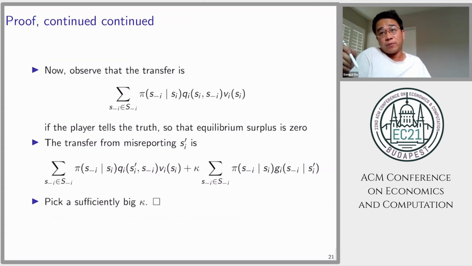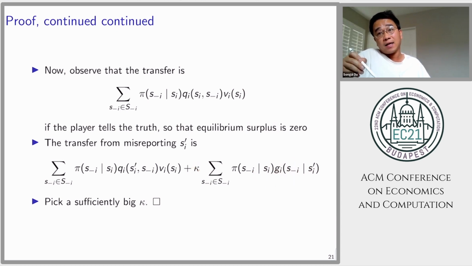But what if I misrepresent my type to be Si prime? Then, according to the definition of the transfer, this is my expected payment. I pay the expected allocation. Suppose I misreport, claiming my type is Si prime. This is in general positive. And then I have to pay according to this Gi, but according to my misreport Si prime, and remember that this dot product is positive.